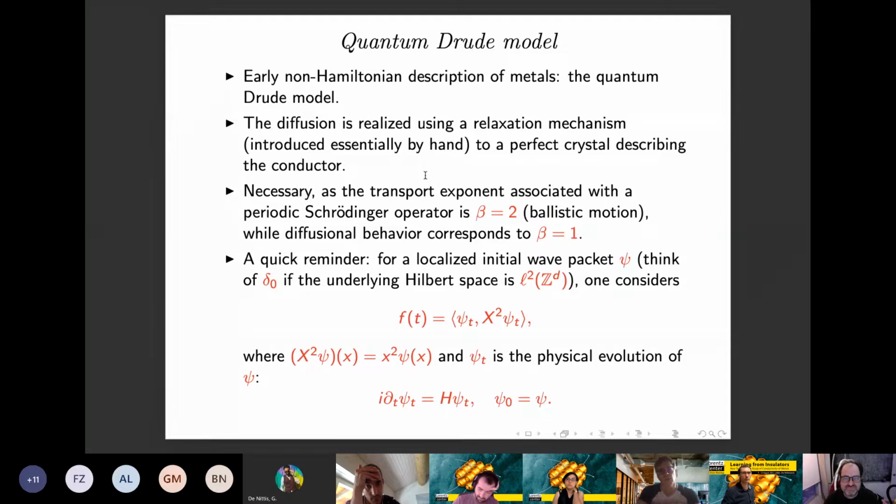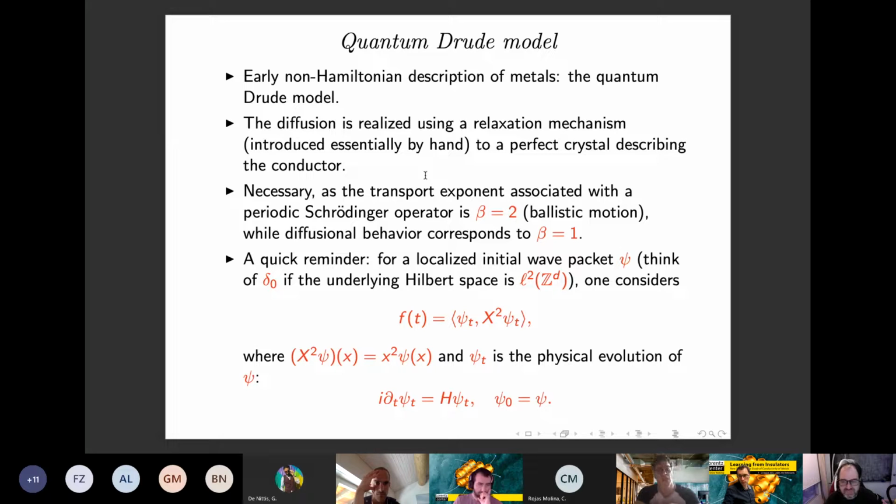So people were thinking about metals described by a perfect crystal, but of course, dynamically it gives wrong behaviors. Instead of transport exponent beta equal to 1, which is diffusional behavior, it gives beta equal to 2, which is ballistic motion. And so one way to get diffusion is to introduce some kind of relaxation mechanism to the description of the metal. But of course, it would never give you insulators. So in other words, you cannot mimic the behavior of a metal insulator transition this way.